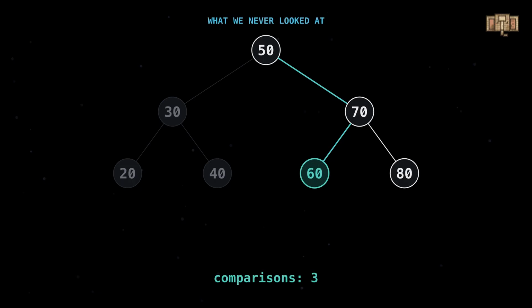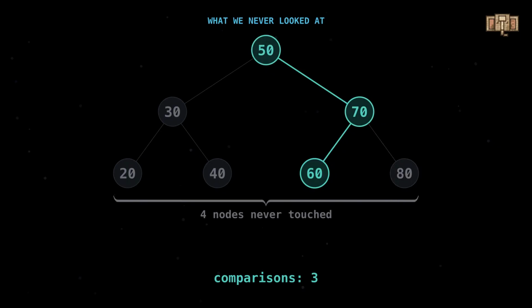Now notice what we never even looked at. 30, 20, 40, the whole left half of the tree, and 80. That very first comparison threw away half the tree, exactly like guessing 50 in the number game. Each step down is one more halving guess.